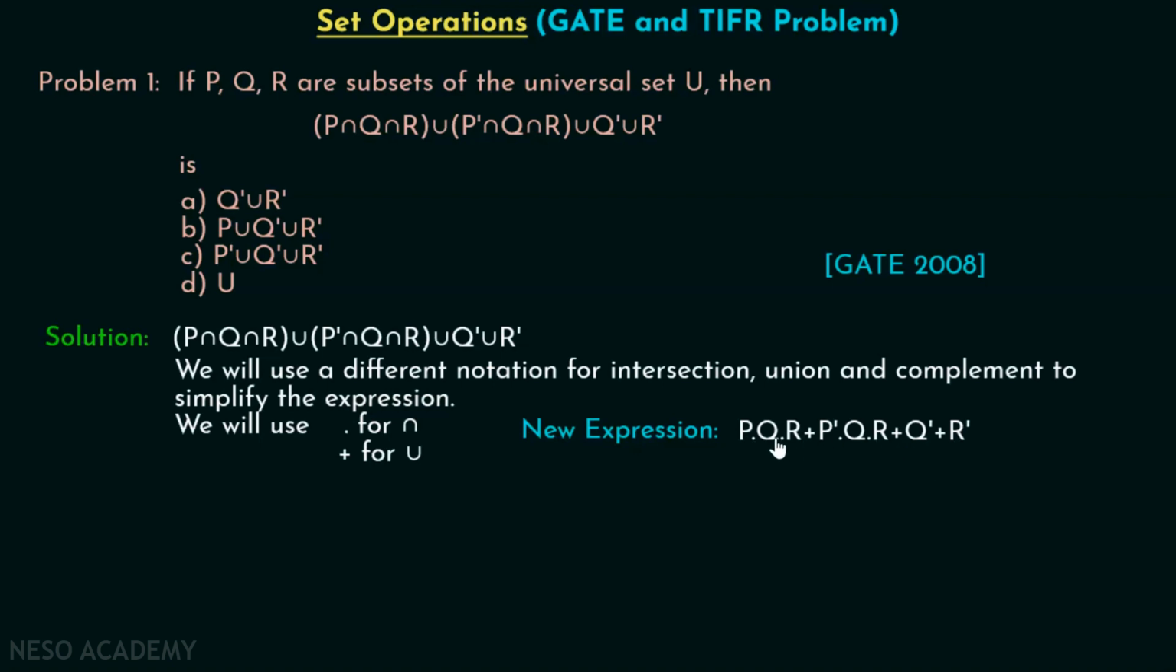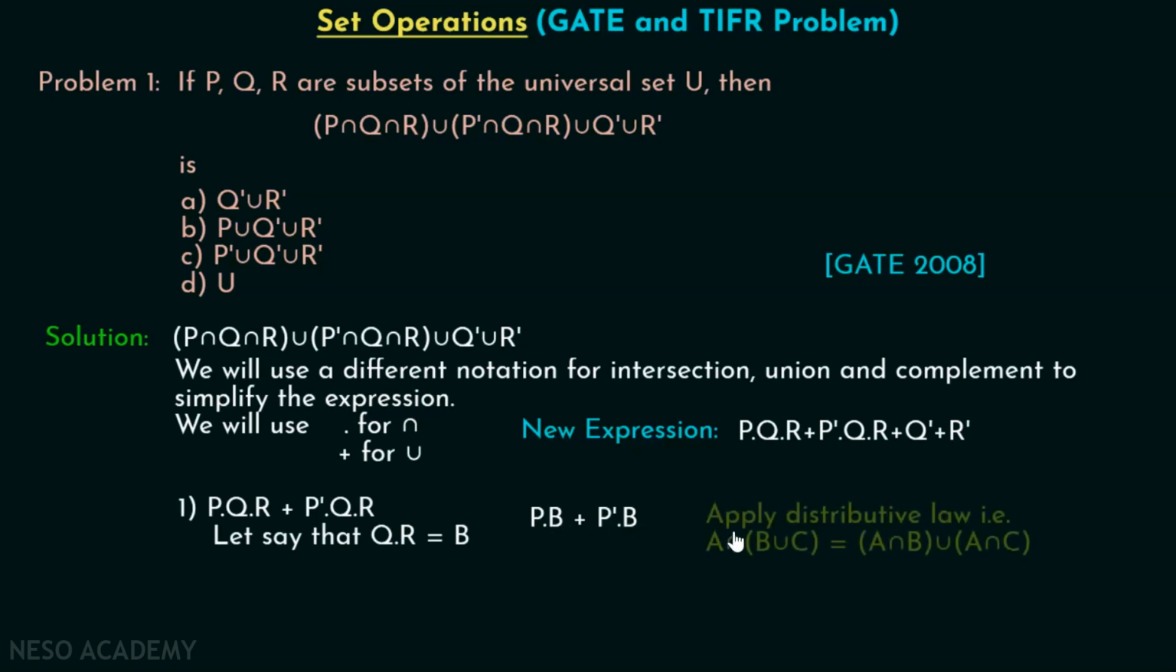Let's take this expression first and let's say Q dot R is equal to B. Here you can see Q dot R is common. So let's take Q dot R as B. So this becomes P dot B plus P dash dot B, right? Or P dot B plus P complement dot B.